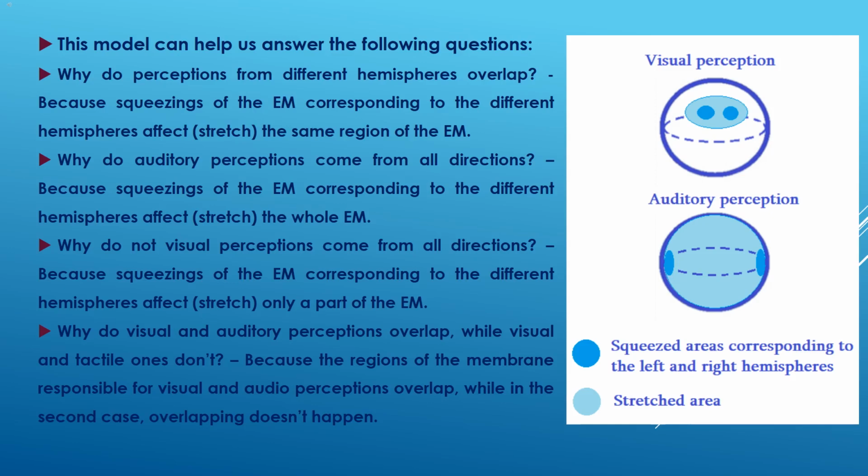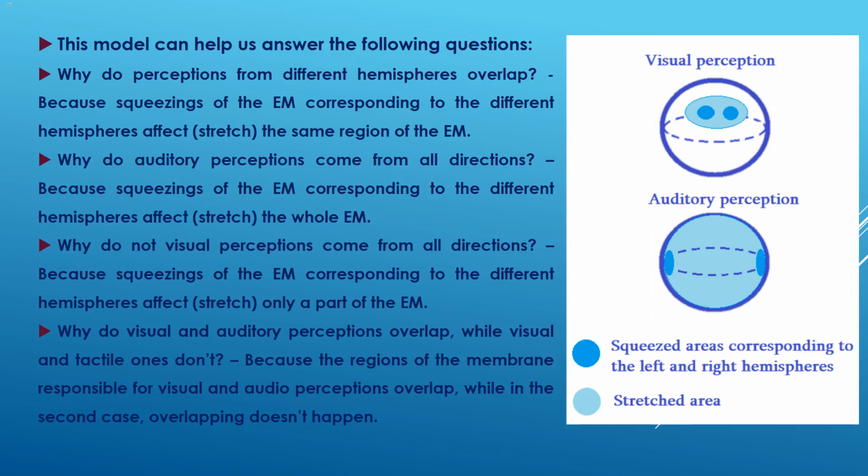Why do perceptions from different hemispheres overlap? The answer is because squeezings of the EM corresponding to the different hemispheres stretch the same region of the EM. Why do auditory perceptions come from all directions? The answer is because squeezings of the EM corresponding to the different hemispheres stretch the whole EM. Next question. Why do not visual perceptions come from all directions? The answer. Because squeezings of the EM corresponding to the different hemispheres stretch only a part of the EM.